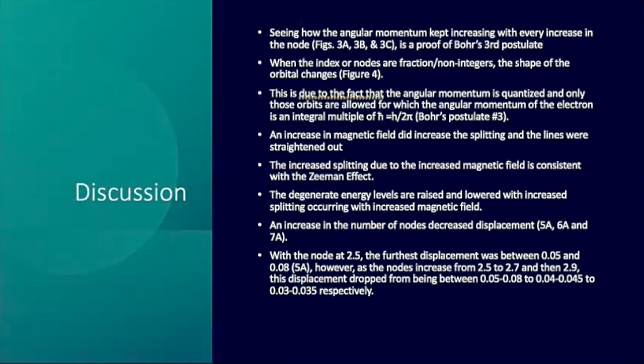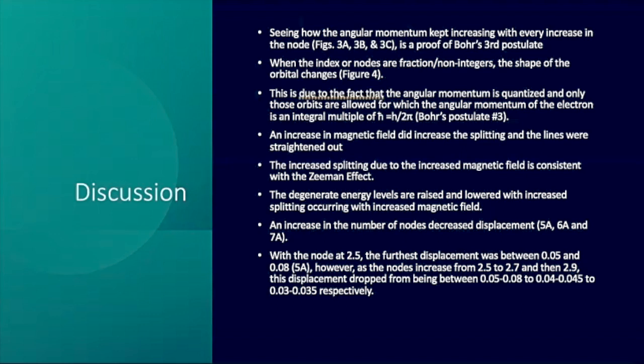What we gathered from this is that, seeing how the angular momentum kept increasing with every increase in the node, we were able to prove Bohr's third postulate. When the index or nodes are fractional, the shape of the orbital changes. This is due to the fact that the angular momentum is quantized, and only those orbits are allowed for which the angular momentum of the electron is an integral multiple of the Planck's constant divided by 2 pi. An increase in magnetic field did increase the splitting, and the lines were straightened out. The increased splitting due to the increased magnetic field is consistent with the Zeeman effect.